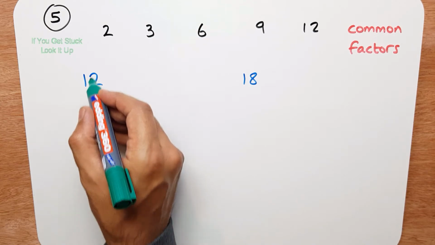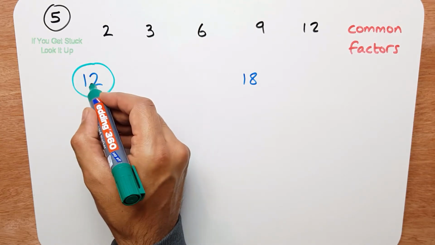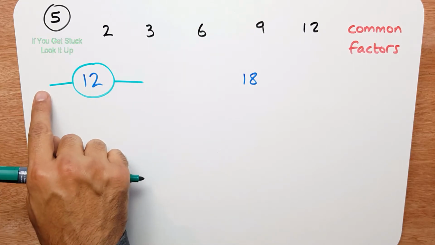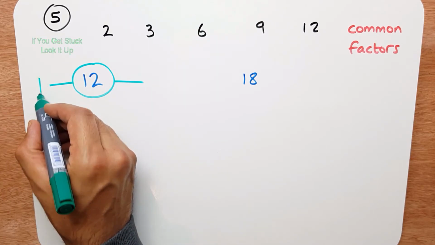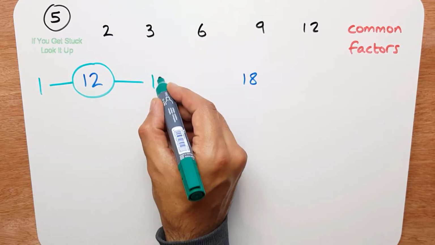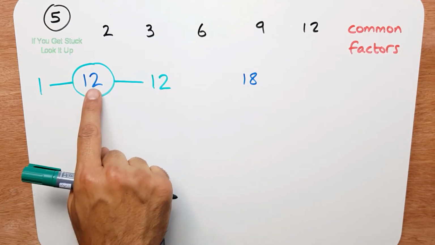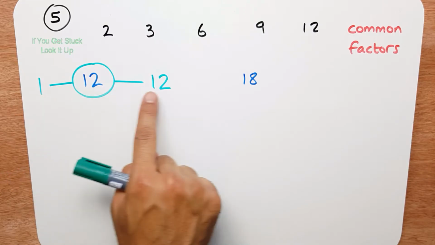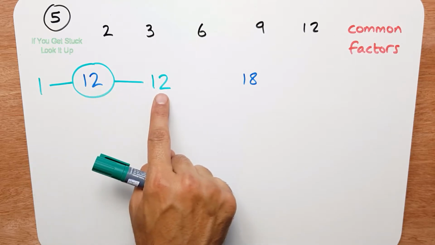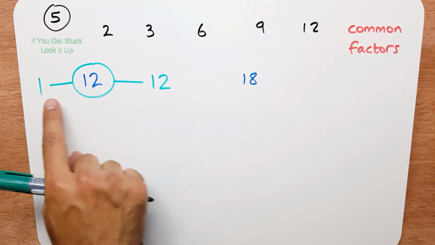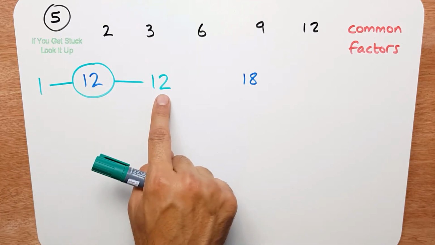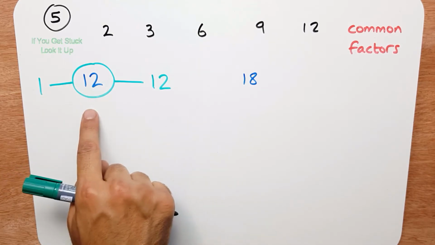How I work out the factors is I circle this and I do 2 wings. And I always put the number 1 here and the number in the circle, which is 12, here. Because 12 divided by 1 is 12. 12 divided by 12 is 1. And if you notice, 1 times 12 is 12. So you can look at it that way.